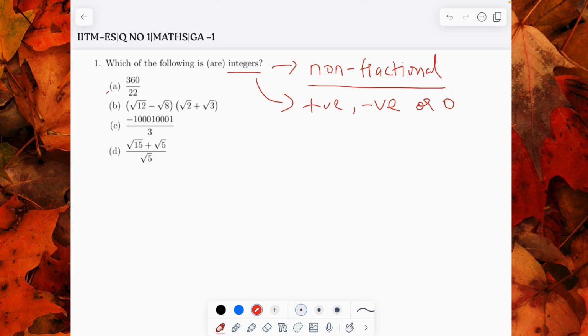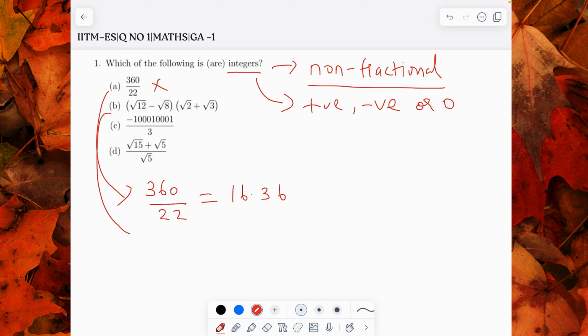For these types of questions, we should solve from the answer options. Now let us check option A. If you look at option A, 360 divided by 22, we are getting 16.36 while solving with the online calculator. Since there is a decimal present, it is not an integer. Hence option A is not correct, it is wrong.